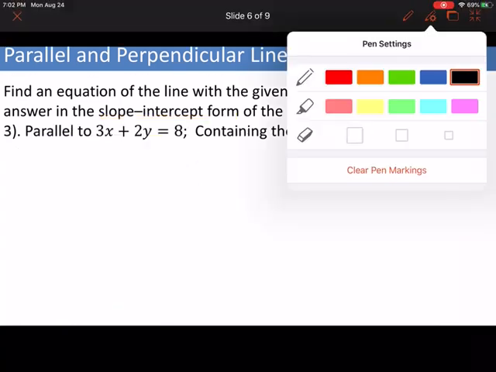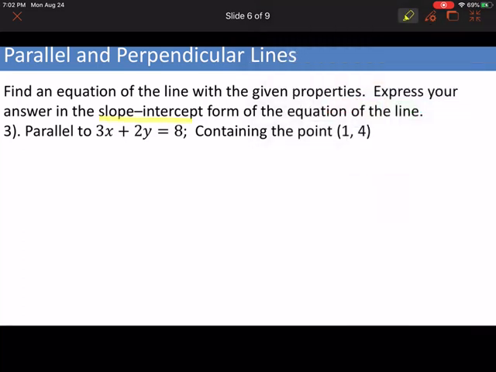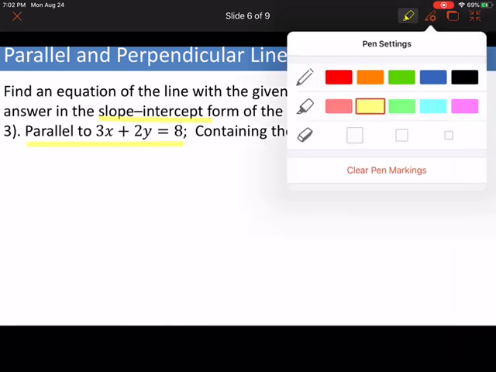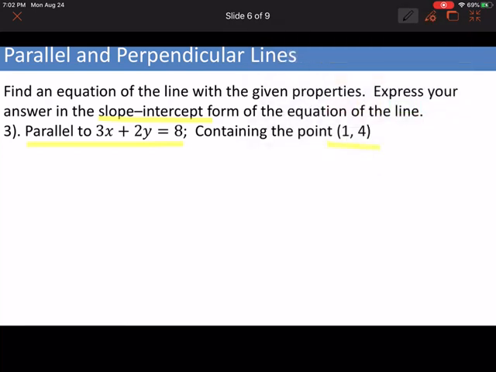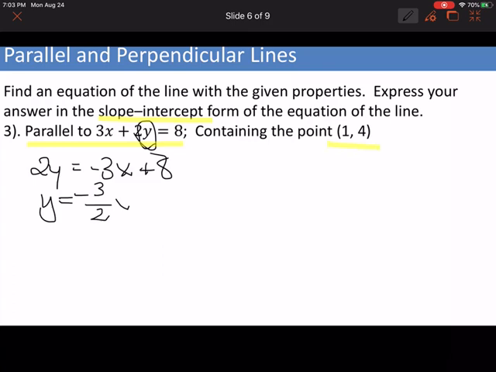All right, take a moment to look at the directions. Parallel again, but this time the equation of the line is not in slope-intercept form, it's in standard. So I have to find the slope. And to do that, I'm going to put it in slope-intercept form. Okay, there we go. Again, parallel is same. So the slope here is -3/2. Containing that point.